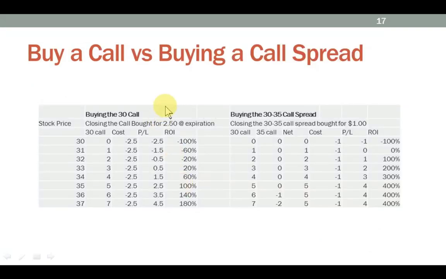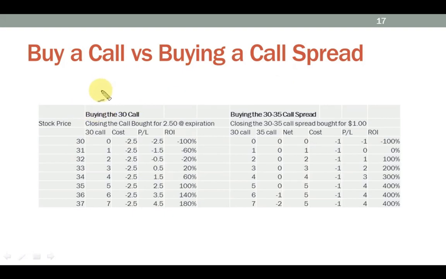Now, this is the reason why I teach this first, is I wanted to do a compare and contrast. This is something I've seen others put together in the past, and a friend of mine showed this to me probably in 2000, and it was just a graph. I'm going to explain exactly what this is. Buying a call versus buying a call spread.